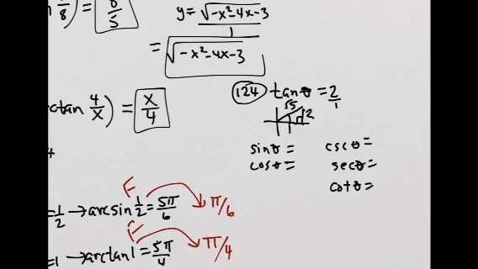Okay, so sine theta is y over r, so 2 over radical 5. Oops, I need more space, so I'll just put it up here. So it's going to be 2 radical 5 over 5 when you rationalize it. Cosine is x over r, that's 1 over radical 5. So when you rationalize it, you get radical 5 over 5. Cosecant theta is a reciprocal of sine, so radical 5 over 2. Secant theta is a reciprocal of cosine, just radical 5. And cotangent is a reciprocal of tangent, so it's 1/2.